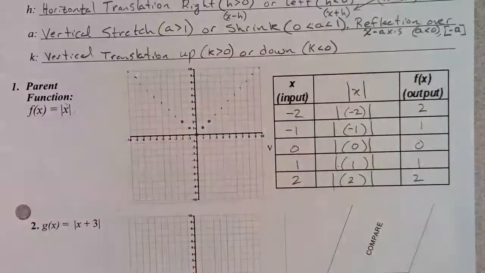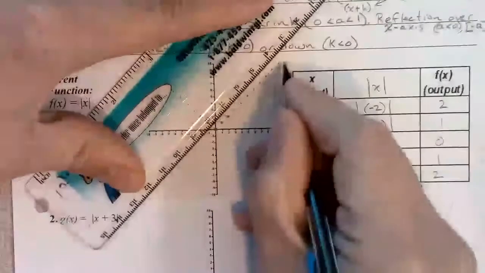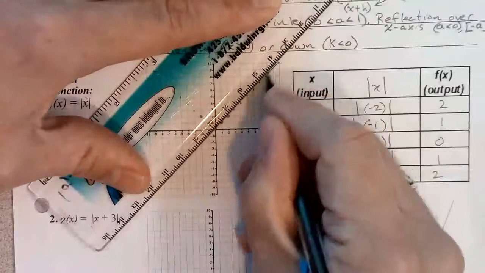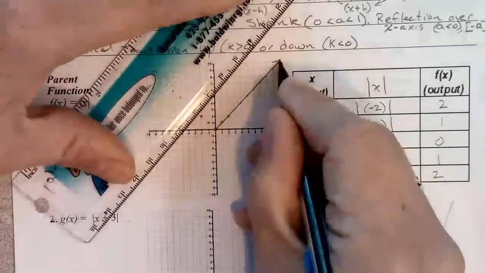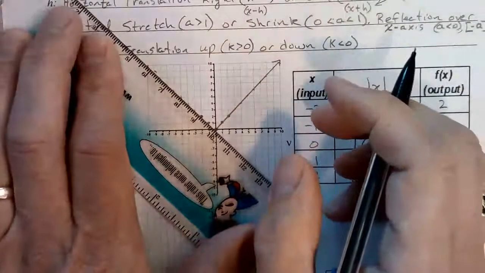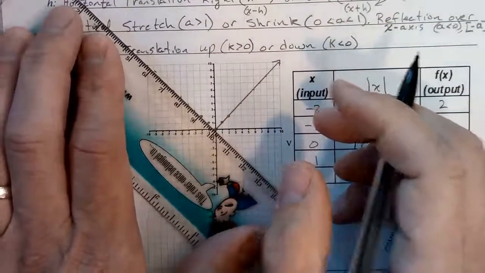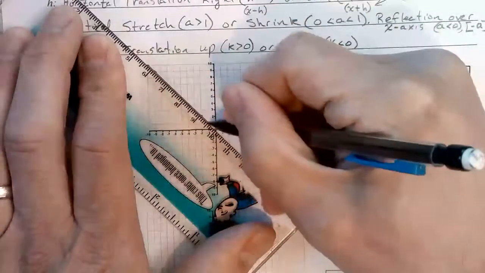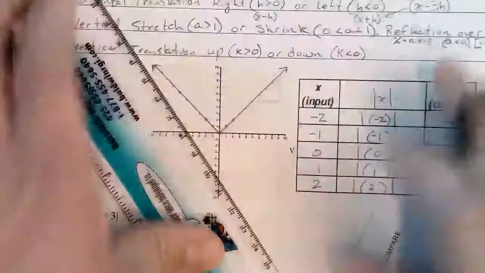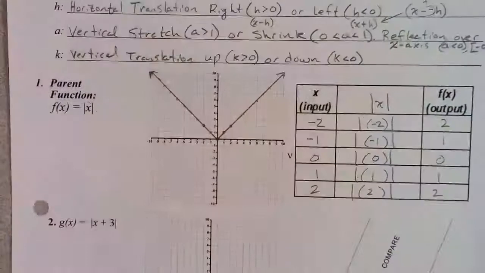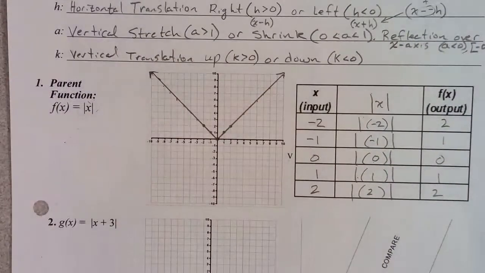Okay, we use a straight edge because we're cool like that, and we should. We put an arrow because the graph keeps going on forever. Yes, your teacher is picky. They want arrows, or he wants arrows. Okay, there we go. And we're good. There's our parent function. Good?